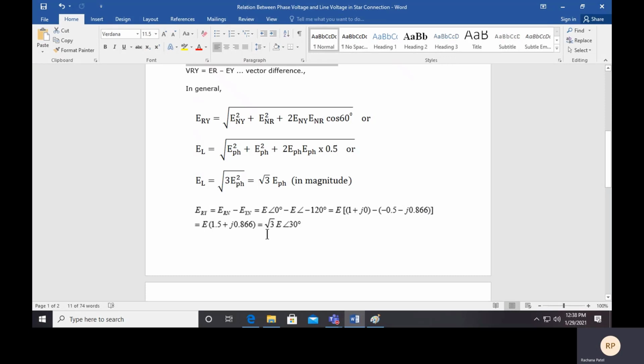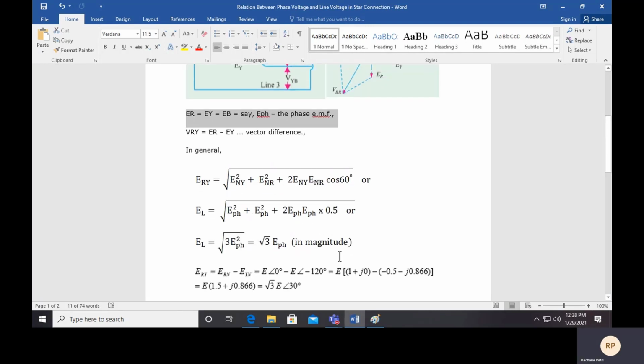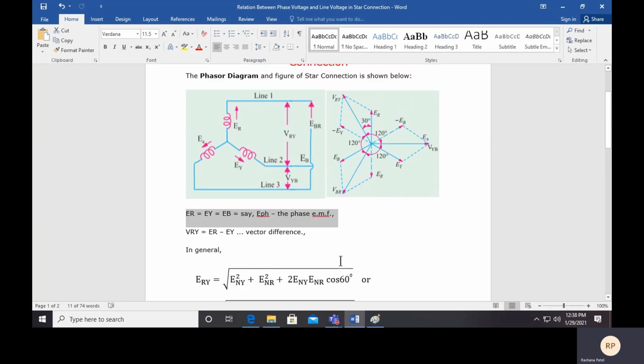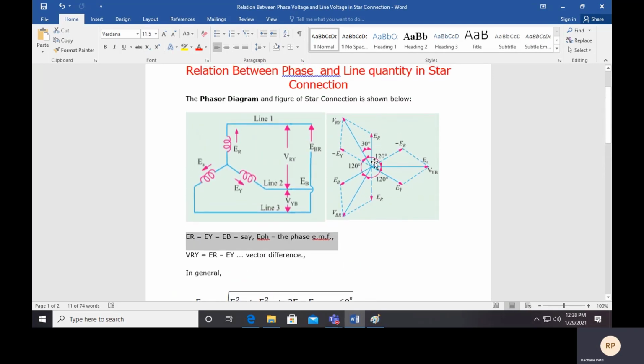Further, it helps us to find the value of ERY as √3 E at angle 30°. This angle of 30° indicates that ERY is 30 degrees lead from our reference. This is our reference. This is VRY position, 30 degrees lead.